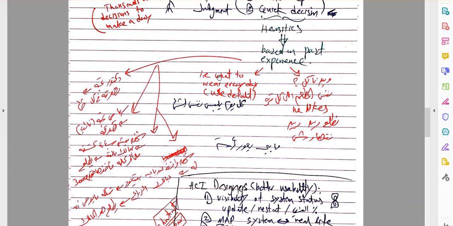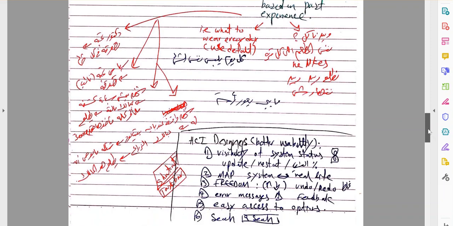We have another example: what to wear every day? Use default. We have a guy who has difficulty choosing clothes. Every morning he wakes up and thinks what to wear now. What he decides at the end is wearing the same things again and again. Every day he wears the same thing. He doesn't want to spend a lot of cognitive resources. So this is another example.